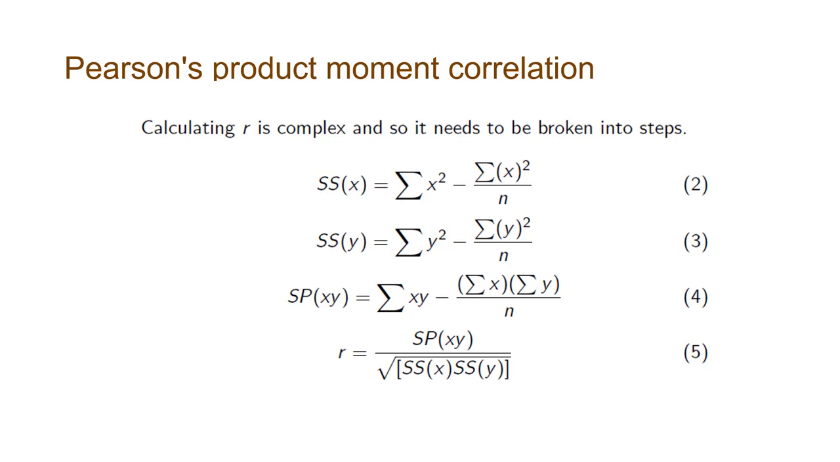And then you've got the sum of the product xy, which is the x and the y, and its corresponding y multiplied by each other, added together, minus the sum of all the x's times the sum of all the y's divided by n. Then you put that into the R formula, so R equals the sum of the products xy divided by the square root of the sum of the squares of x times the sum of the squares of y.